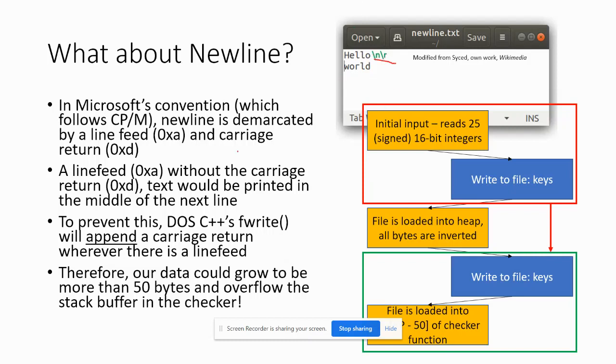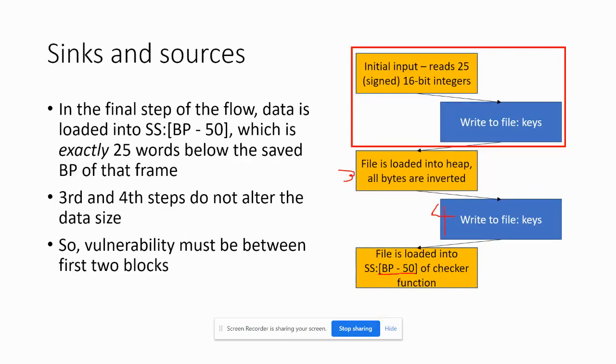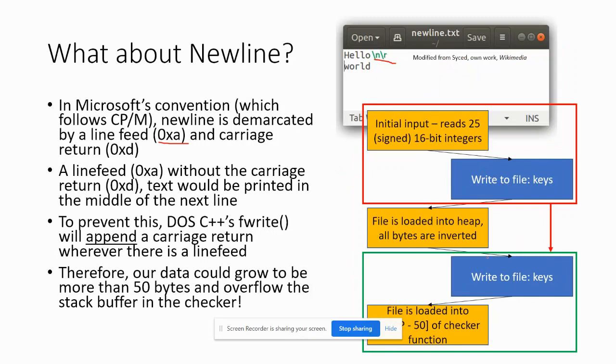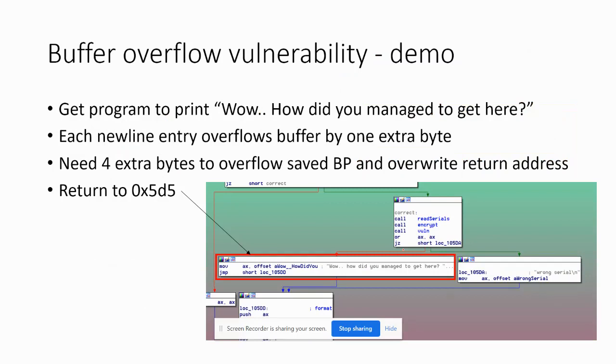So actually what happens is if we just input A, or in other words, input 10, and we write to the file in that manner, we're actually going to end up writing an additional byte. So instead of one word, we get 1.5 words, or 3 bytes. And obviously this presents a problem to us because of the fact that we're loading into BP minus 50 in this lower step here. So if we make our data too big here, we are going to get an overflow when we load into the checker function. So let's go ahead and demo this buffer overflow vulnerability.